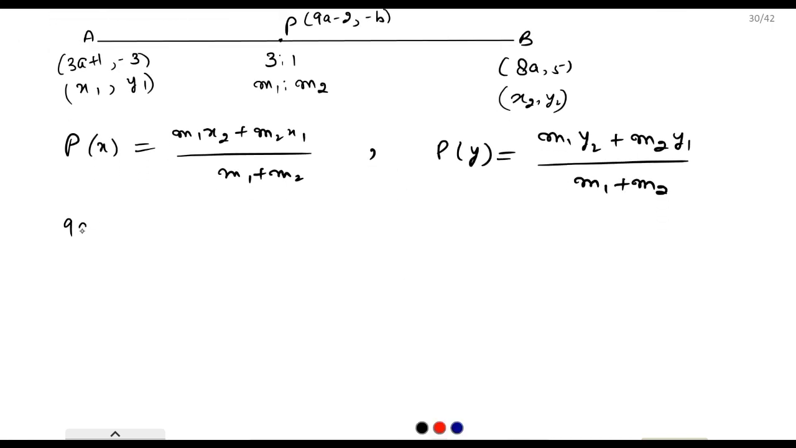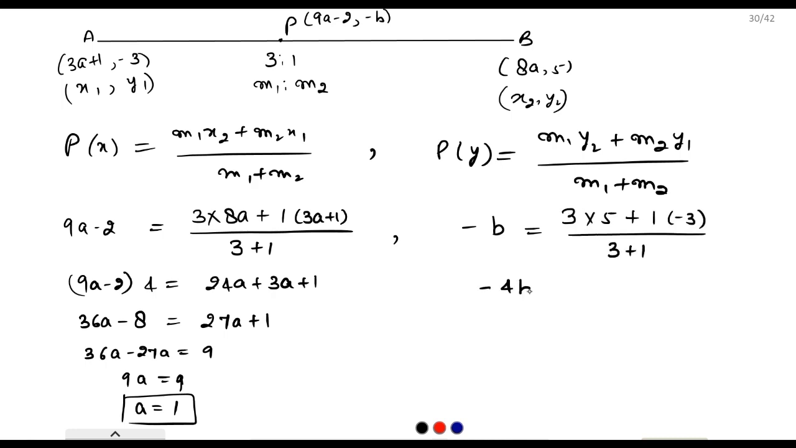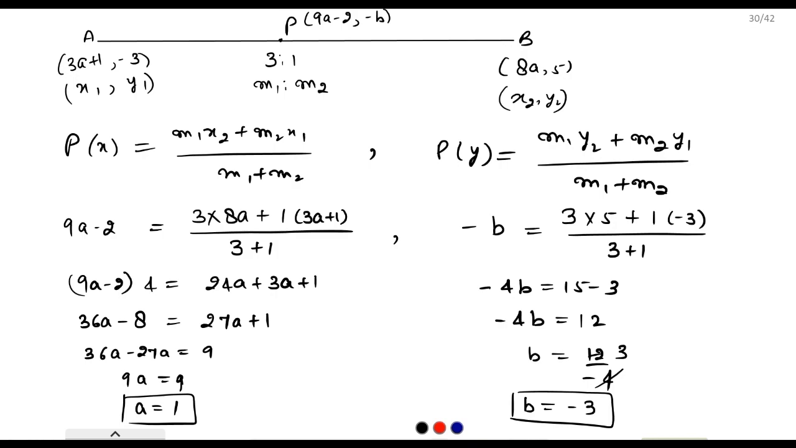X coordinate of P is 9a minus 2. Put the values given. A is equal to 1. Y coordinate of P is minus b. B is equal to minus 3.